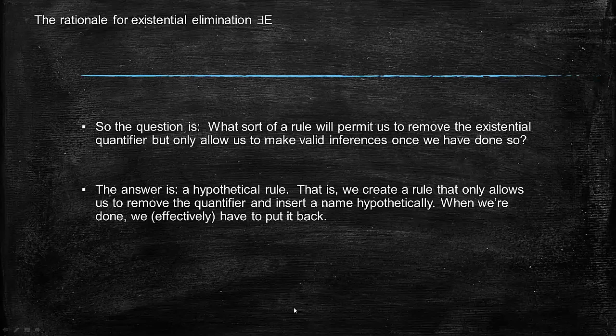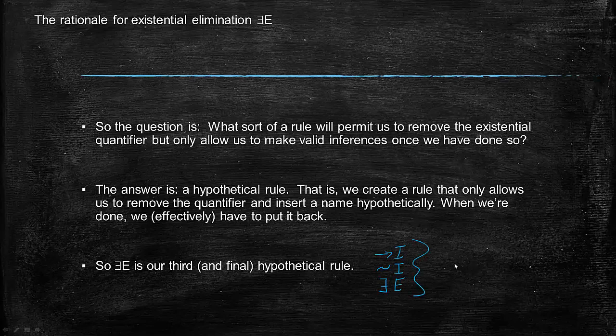Well, the answer is a hypothetical rule. That is, we're going to create a rule that only allows us to remove the quantifier and insert a name hypothetically. And when we're done, we, in a sense, have to put it back. So it turns out that existential elimination, along with conditional introduction and negation introduction, are all hypothetical rules. And that's all there are. There are no more. So we have three hypothetical rules.